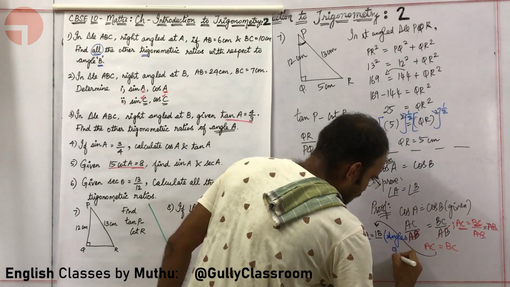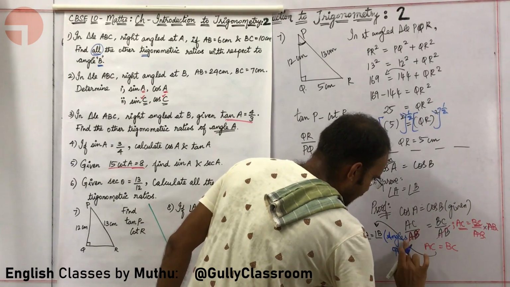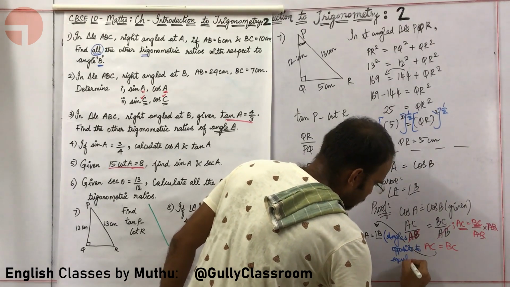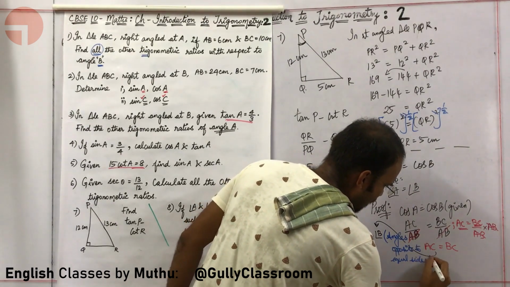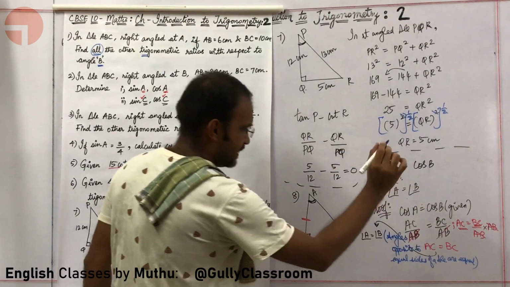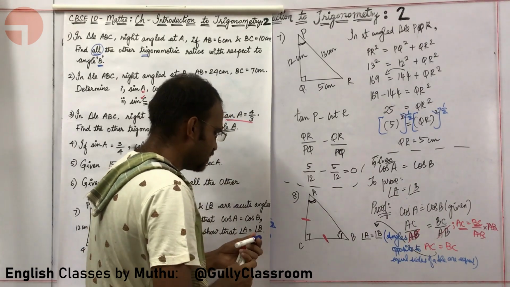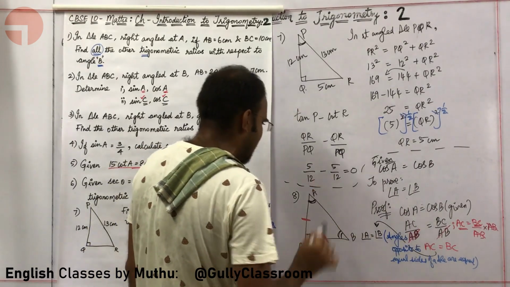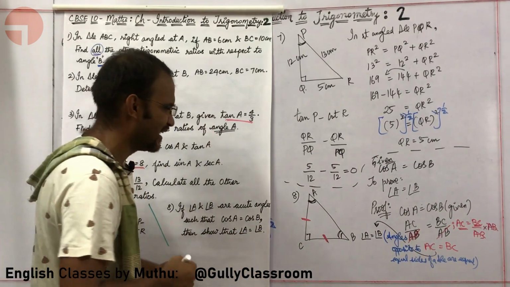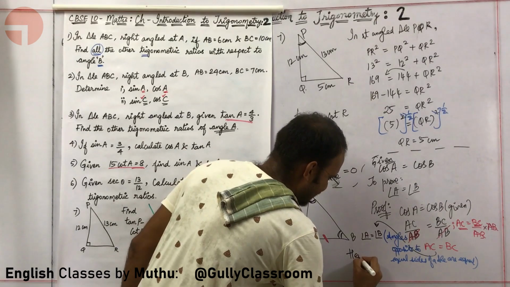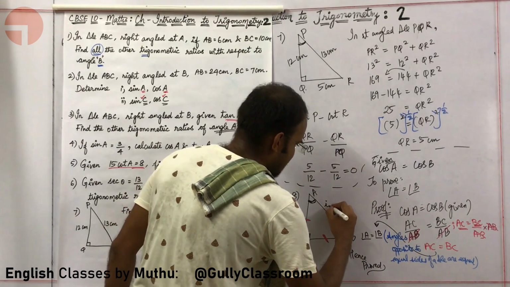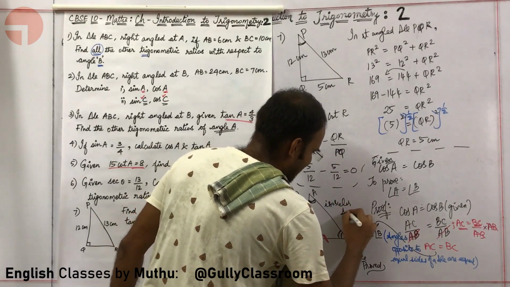angles opposite to equal sides of a triangle are equal. That is basically my reason. What next? If angle A is equal to angle B, which means this is basically an isosceles triangle, hence proved. Angle A is equal to angle B, hence proved. Triangle ABC is an isosceles triangle.